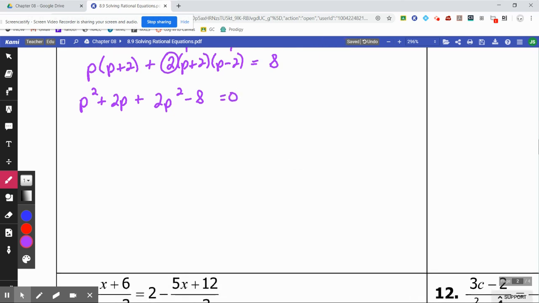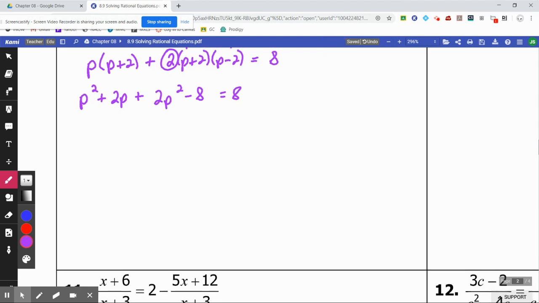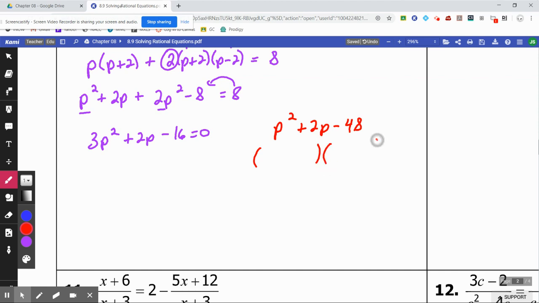That's equal to 8, not 0. Let's move everything to the same side. P squared and 2p squared, combine those gives me 3p squared. Plus 2p, and I can go ahead and move that 8 over, it gives me minus 16. This is going to be a slip and slide method, so that'll be p squared plus 2p minus 3 times 16 is 48. 2 sets of parentheses, p times p, adds, multiplies is a positive 8, negative 6.